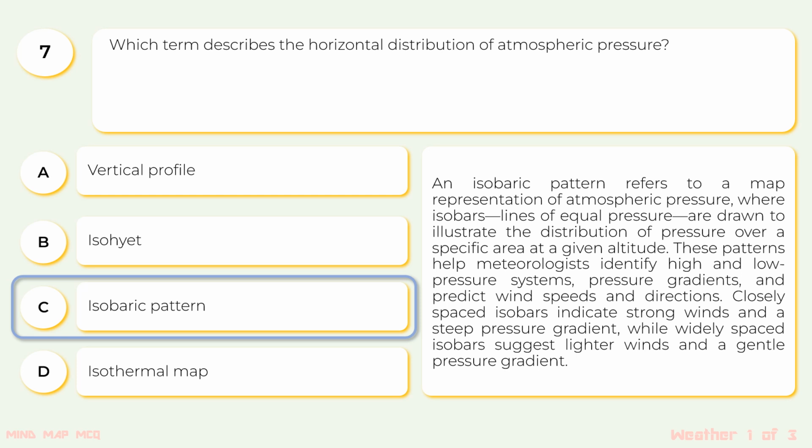These patterns help meteorologists identify high and low pressure systems and pressure gradients, and predict wind speeds and directions. Closely spaced isobars indicate strong winds and a steep pressure gradient, while widely spaced isobars suggest lighter winds and a gentle pressure gradient.